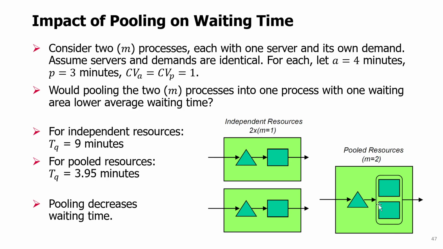It wasn't a system with multiple servers and one waiting line, right? A supermarket looks more like this, right? Every cashier has a separate waiting line, and this is multiplied by not just two, but some larger number of cashiers. So should we pool it and create one waiting line for all cashiers?